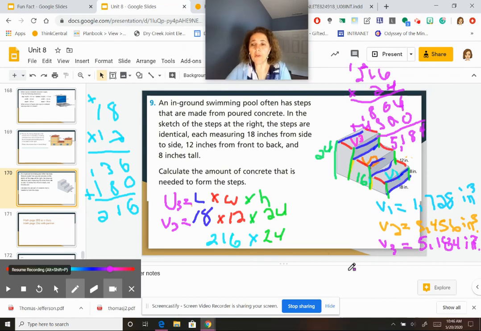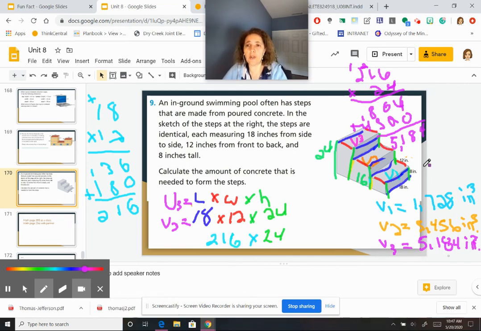All right, if you got 5,184 inches cubed, you'd be correct. Here's my work, 216 times 24. 6 times 4 is 24, carry my 2. 4 times 1 is 4 plus 2 is 6. 4 times 2 is 8. Done with that. Put a 0 in my placeholder.